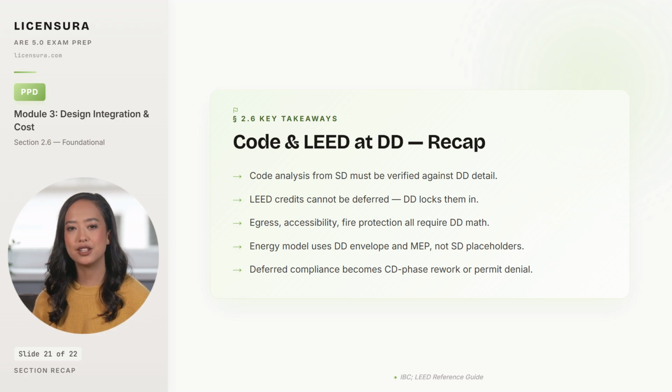The energy model must use the actual DD envelope and MEP selections, not the SD assumptions, or the modeled performance diverges from the built performance and the energy and atmosphere credits do not survive review. And the consequence of deferring compliance work: CD phase rework, permit application denial, or LEED certification failure, all of which fall on the architect when the owner asks why the project did not deliver what the architect promised.